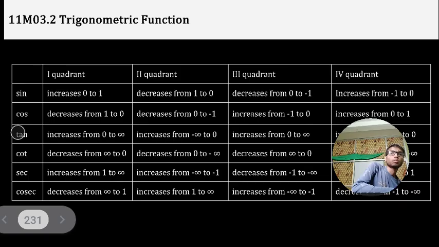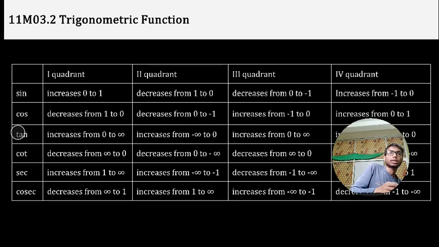Cos is just the opposite. In the first and second quadrants cos is decreasing, but in the third and fourth quadrants cos is increasing, as you can see.